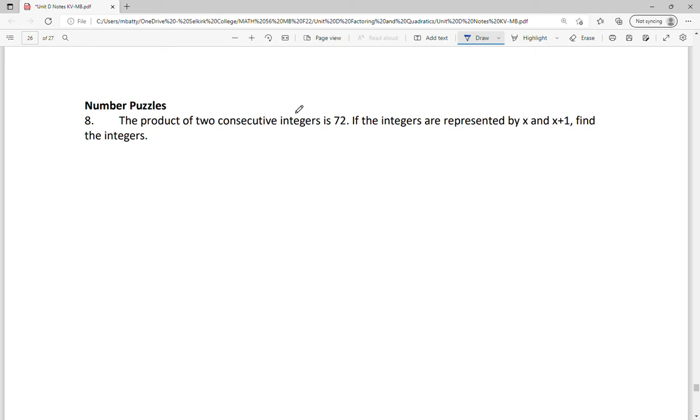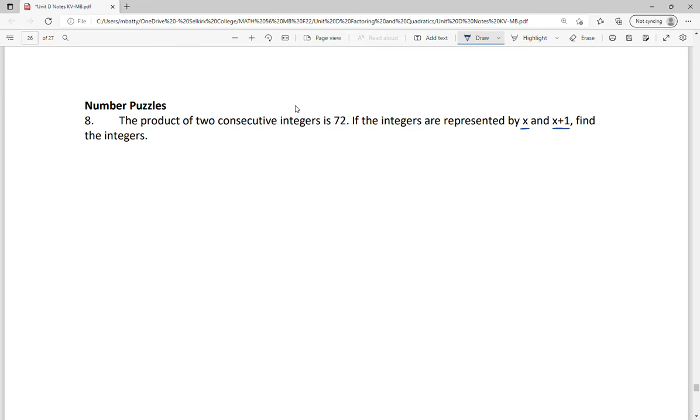So our final version of quadratic problems involve number puzzles. So these are more with the translating, but I've given us a bit of a boost by giving us the expressions to represent different numbers. So these are really about translating some words into an equation and then solving that equation using the quadratic formula.